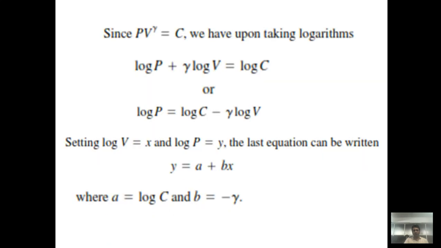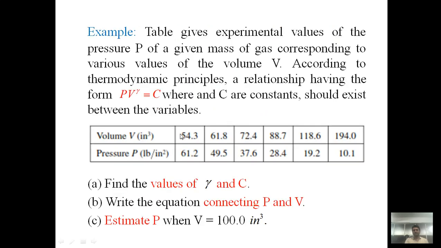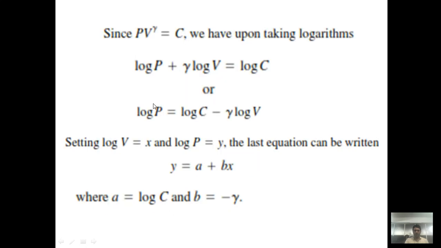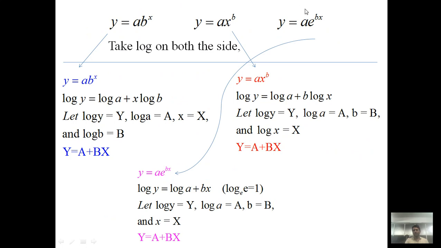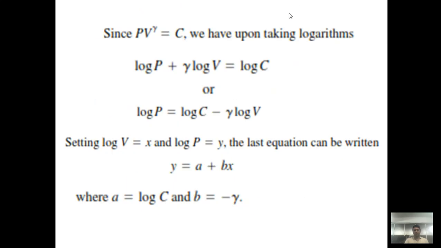So let's start the solution and apply the concept we just discussed. The thermodynamic principle suggests that the relation between the pressure and volume is given by this equation: P into V raised to gamma is equal to C. Since P V raised to gamma is C, this is one of the forms of non-linear equations. So our first aim is to deal with non-linear equations.